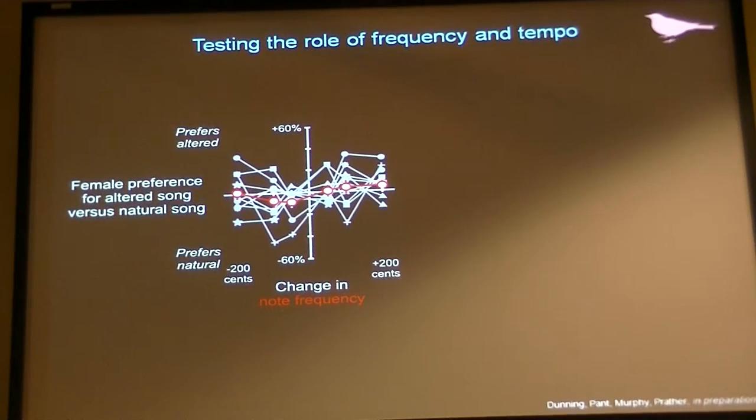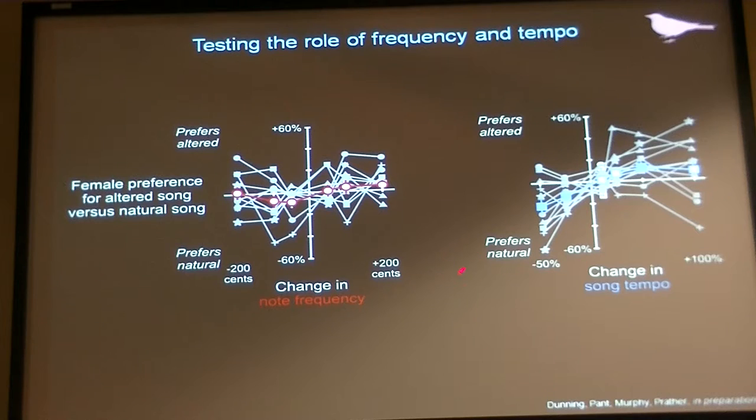So when we ran these behaviors, we said, okay, we're going to compare the natural song versus a changed song. And so the preference for an altered song would be up on this axis, and a preference for the natural song, or a dislike of the altered song, would be down on this axis. And when we looked at changes in note frequency, individual birds are plotted as the gray connected dots. And the mean at each point is shown by this circle, and the fact that it's open means that it is not significantly different from a model of 0. That is to say, there's no significant change in preference as a function of changing frequency.